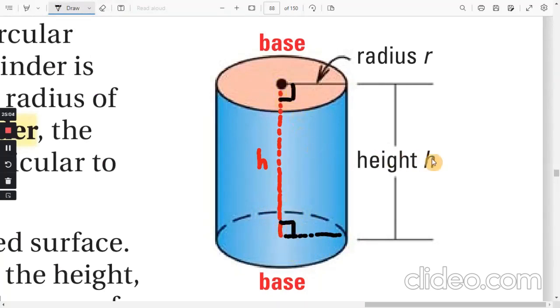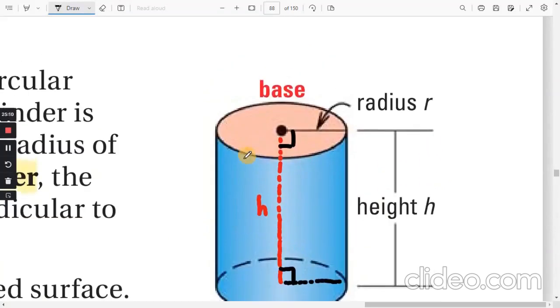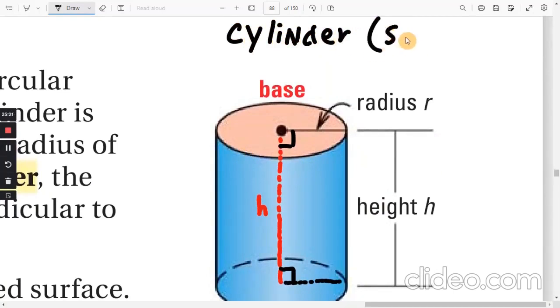So the height is the perpendicular distance, and the bases are circles. And this whole thing is called a cylinder, okay? So that's a cylinder. And in real life, if you were to think of an example, you could think of a soda can, and that would be a cylinder.